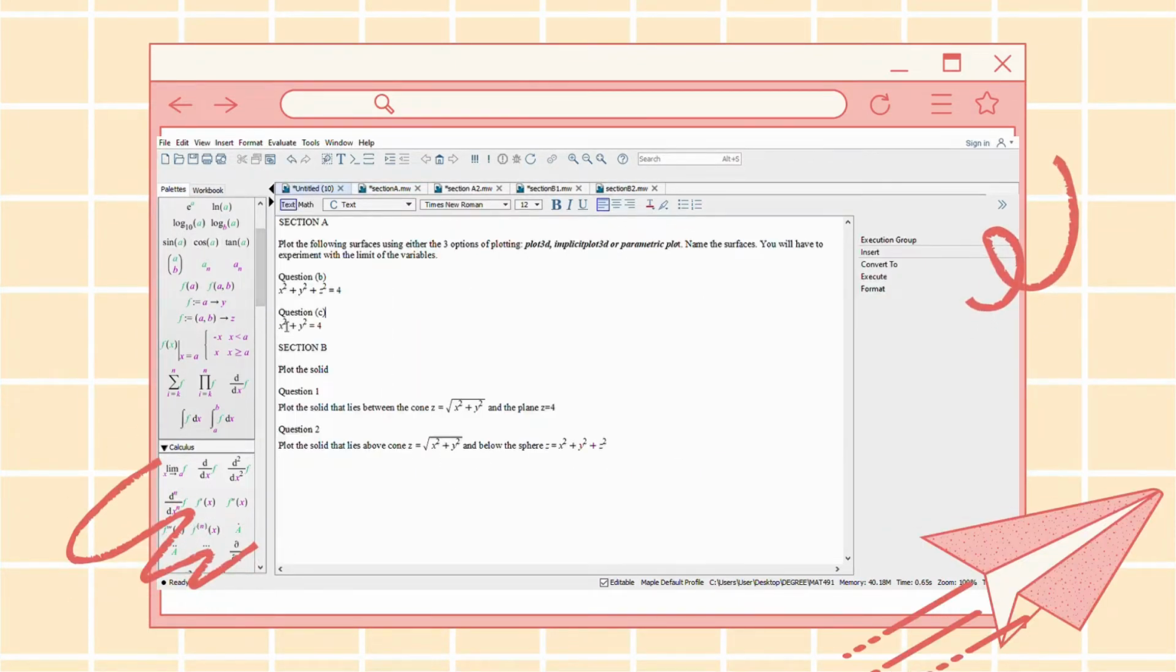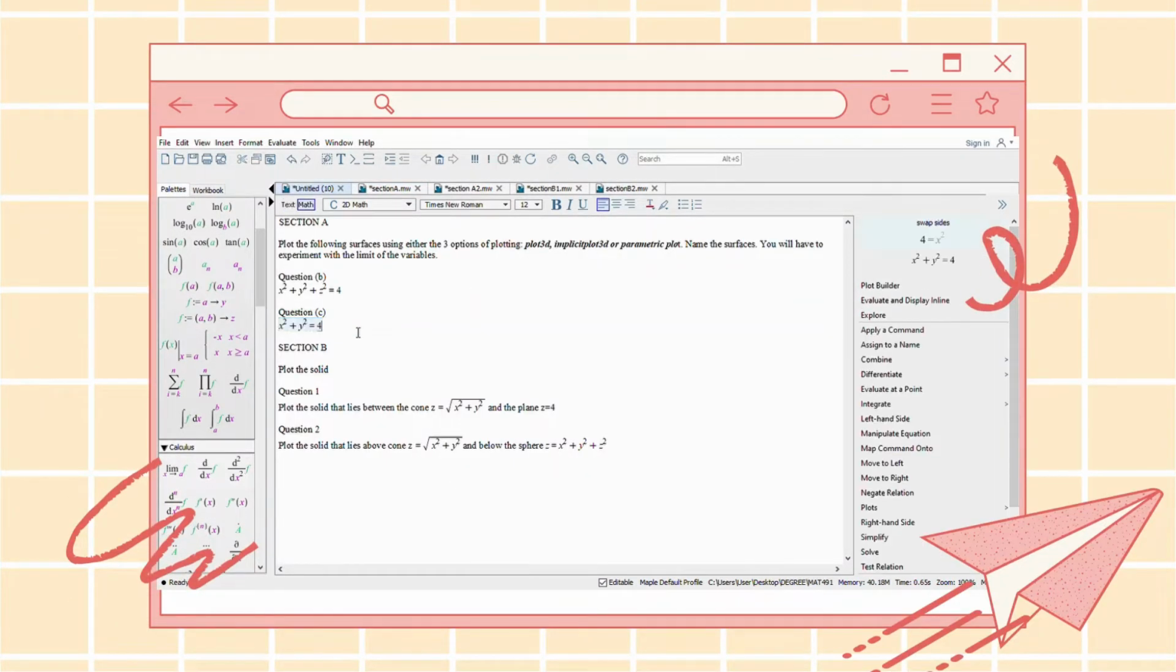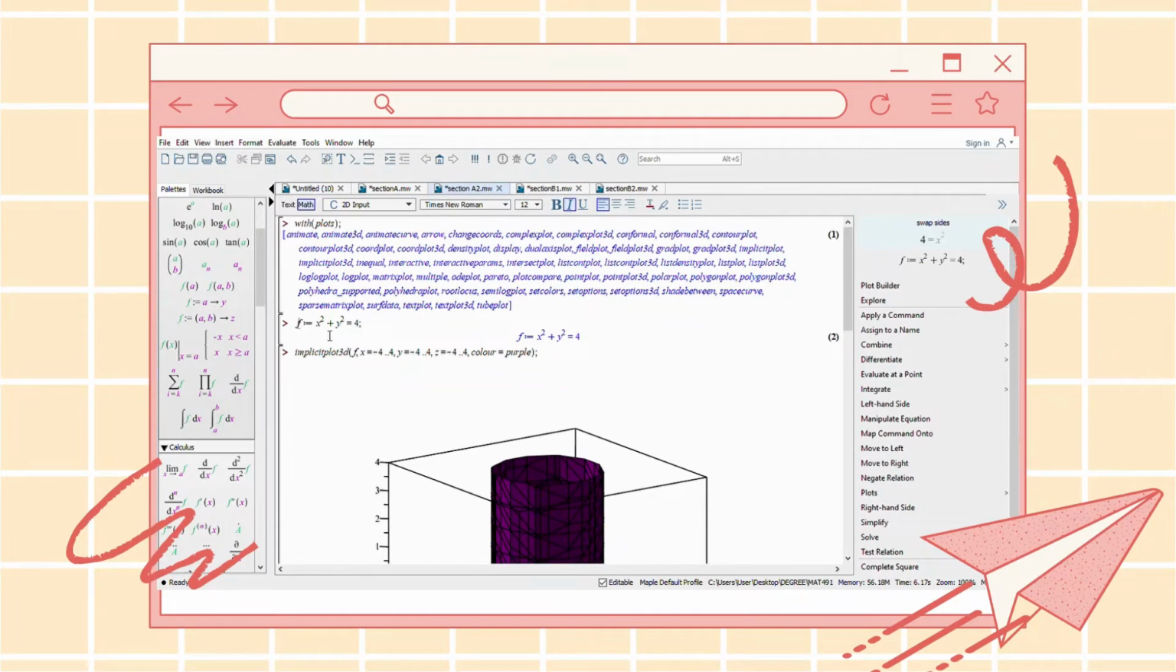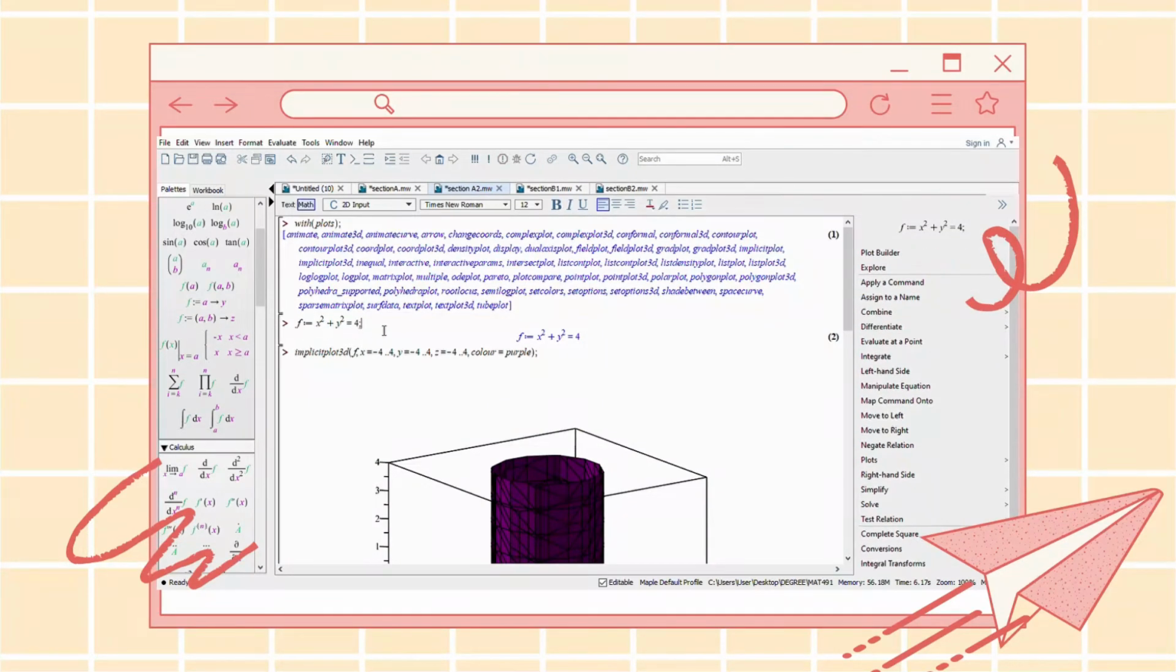Next is question C. The equation given is x squared plus y squared equals 4. I start with the command open bracket plots, close bracket, semicolon, and then the function. I write x squared plus y squared equals 4, not forgetting to put an f in front so that we can call back the function in the next command.